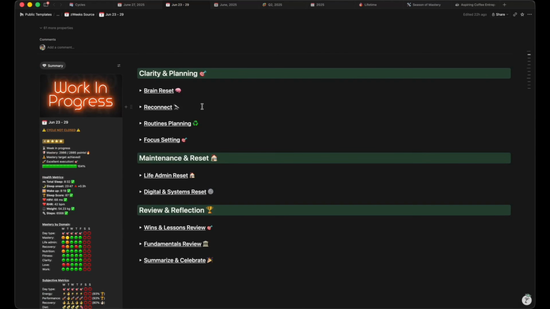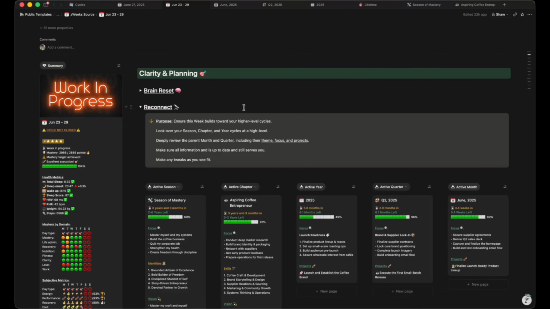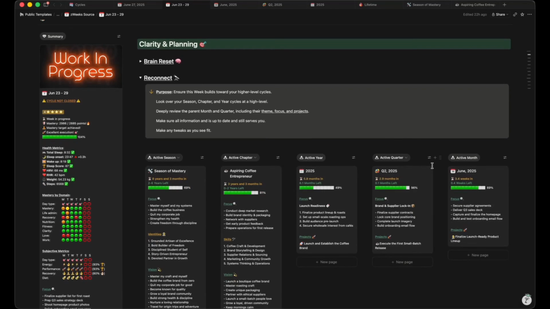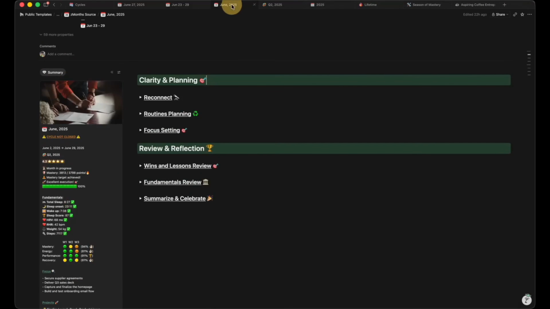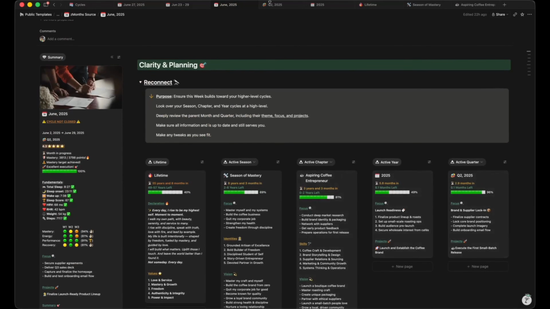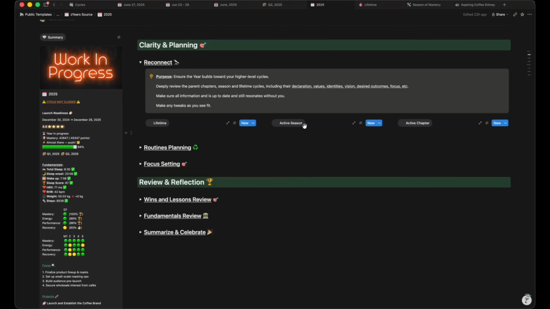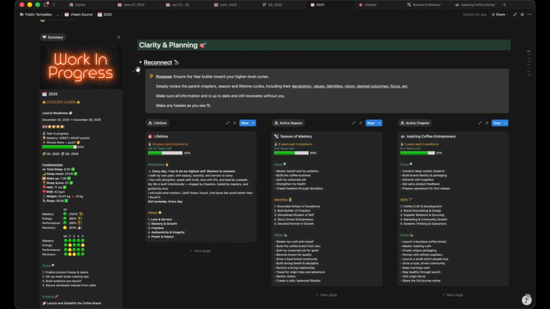And if we drill down into how planning happens, you can also see that every single cycle has a reconnect section, which means you reconnect with what it is that you're trying to achieve at the cycles above. So if we're looking at the week, you're going to be reconnecting with months, quarters, years, and so on. If we're looking at a month, your reconnect section would be looking at the quarter, year, and so on. If we're looking at something quite high level, like a year, you would be reconnecting with chapters, seasons, and lifetime.